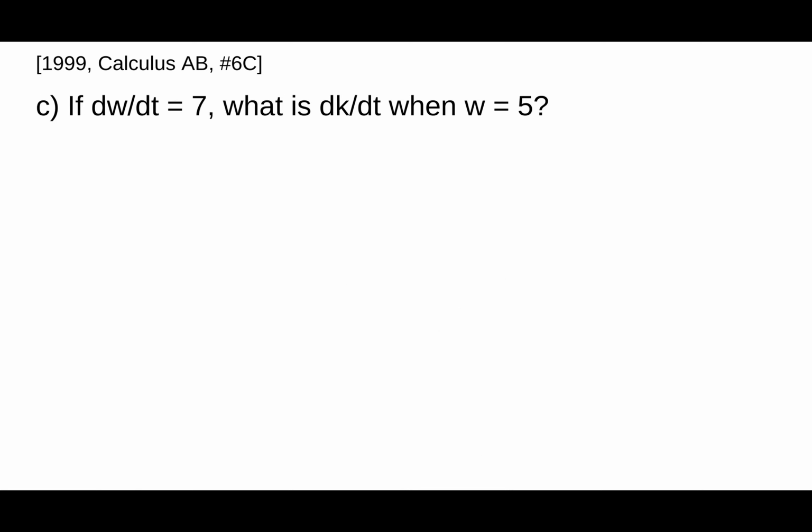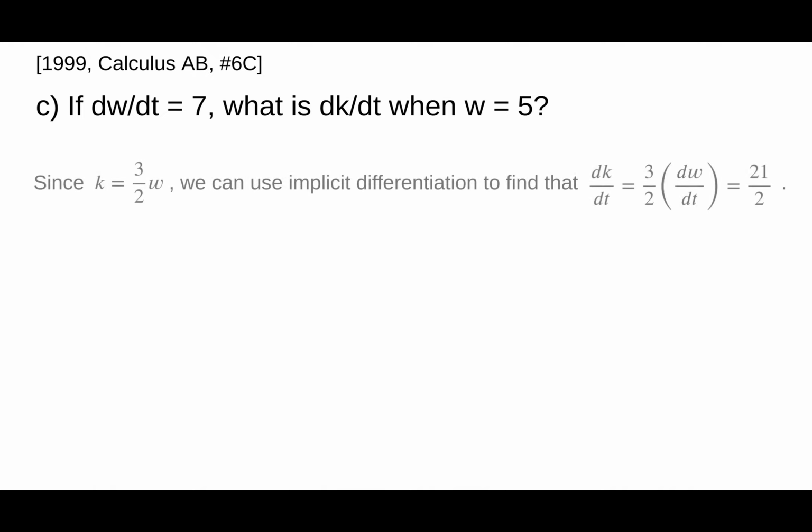For part C of this question, we are given that dw dt is equal to 7 and asked to determine what dk dt is when w is equal to 5. We just found a formula for k in terms of w. K is 3/2 w. And we can use implicit differentiation to determine that dk dt is 3/2 times dw dt. But dw dt for part C is 7, so 3/2 times 7 is just 21 over 2.